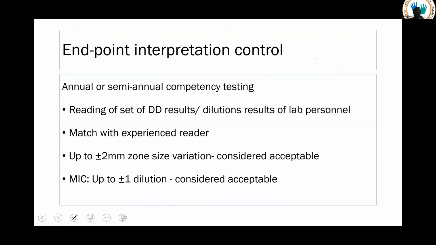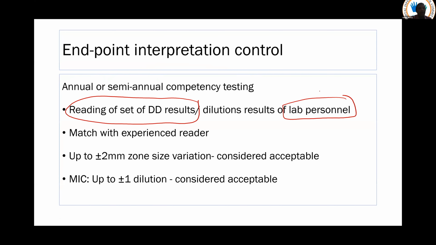Okay, so again a point to be remembered, zone reading variation is a big problem in the laboratory. Therefore the CLSI recommends annual or semi-annual competency testing. Your technicians or your PG students, whoever is reading the zones, they have to give an annual or semi-annual competency test, so that the readings of a set of results by the lab personnel are matched with those of an experienced reader.